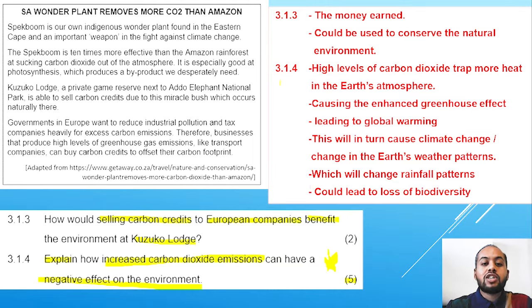I'm going to go through 3.1.4 again. High levels of carbon dioxide trap more heat in the Earth's atmosphere, causing the enhanced greenhouse effect. The enhanced greenhouse effect is what causes global warming. This will cause the climate to change. It will cause a change in rainfall patterns as well as increasing temperatures. Ultimately, it could lead to the loss of biodiversity. 5 points for 3.1.4 would give you 5 marks.